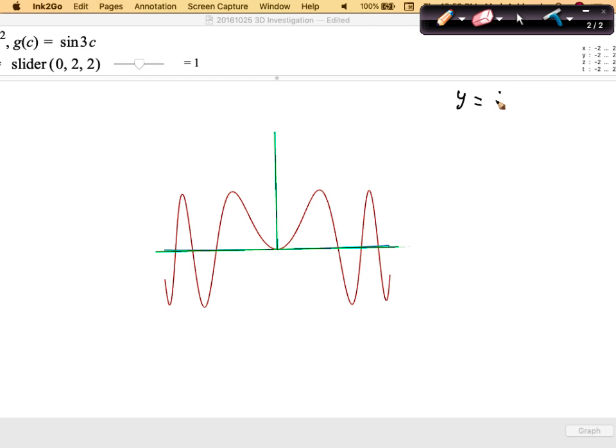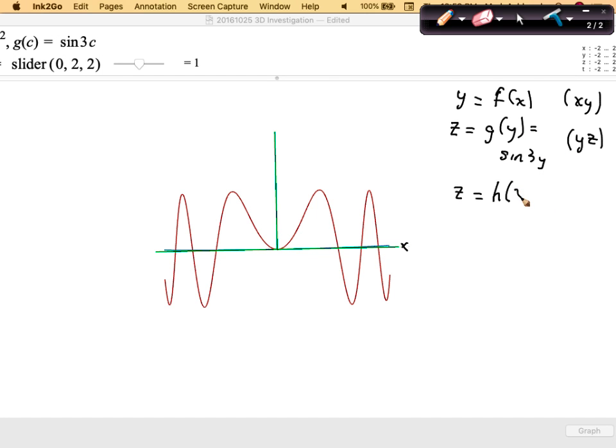y is a function of x, and where did we see that? xy plane. And then z is a function of y, right? That was g, and that was the same as sine of 3y, is that right? We saw that in the yz plane. And then z is h of x, right? And then we see that in the xz plane. And that equals what? Sine of 3x squared. So let's see if it'll work again here.